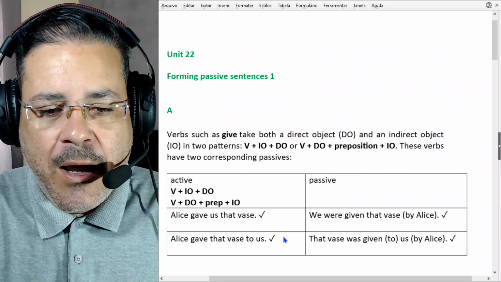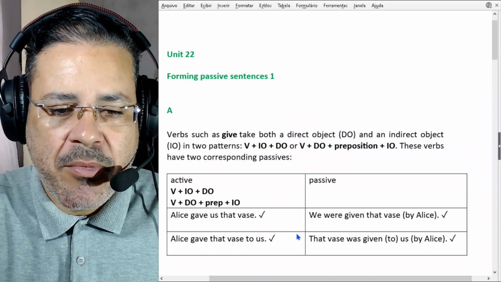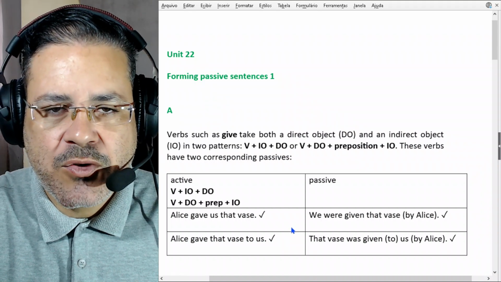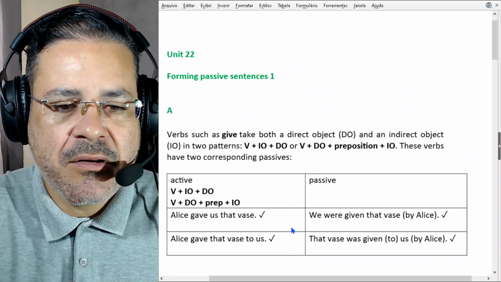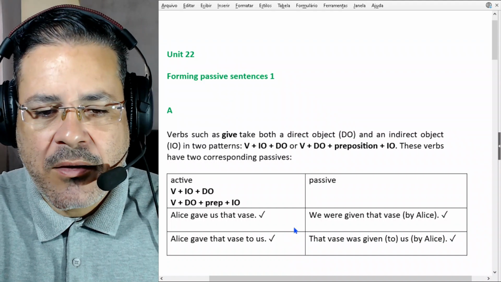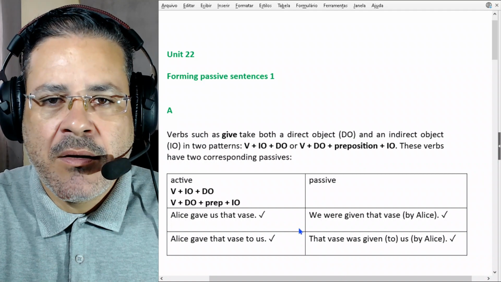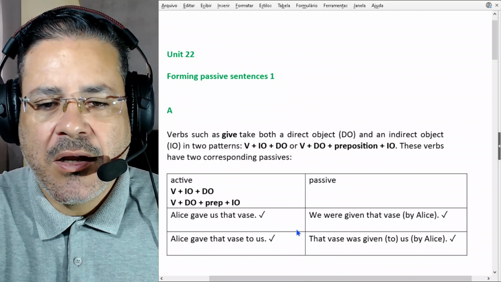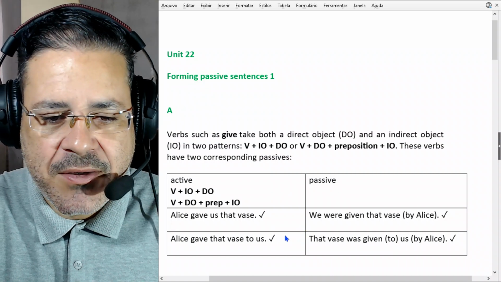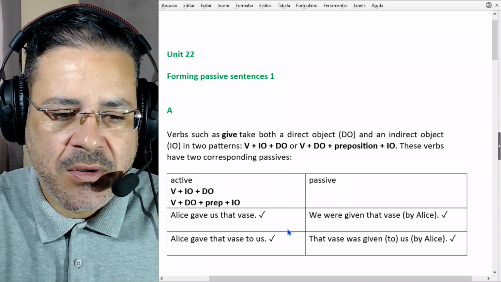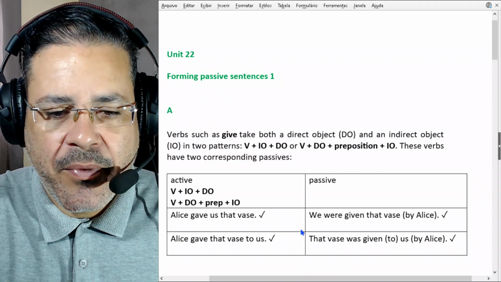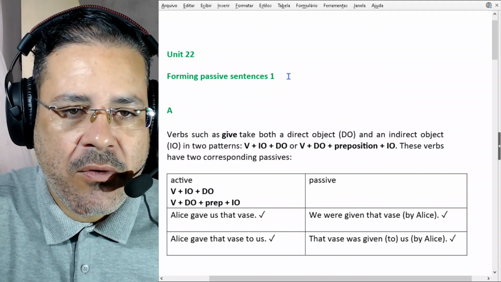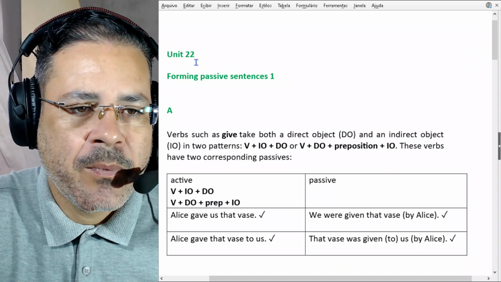Okay, I have a plan to be publishing units of grammar. It's going to be something around 100 lessons where you learn all the patterns inside our advanced English grammar. This is unit 22, so let's keep up the good work. Let's move on with the lesson.